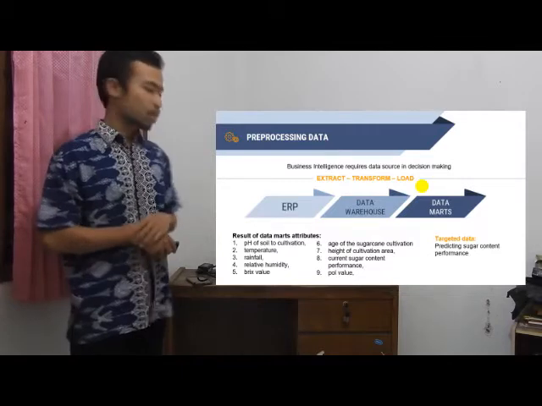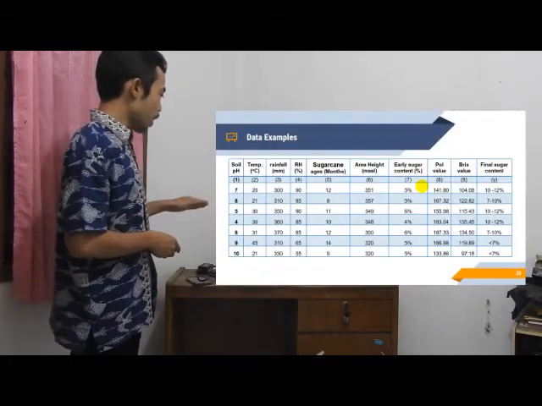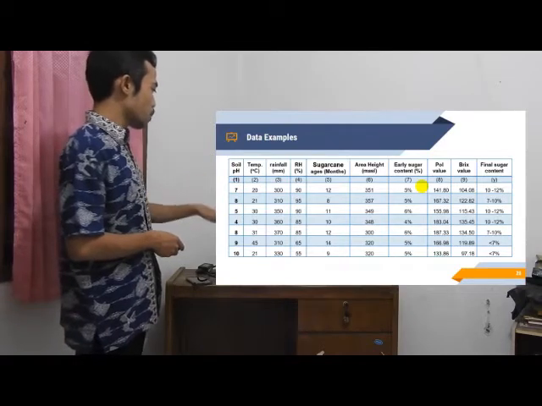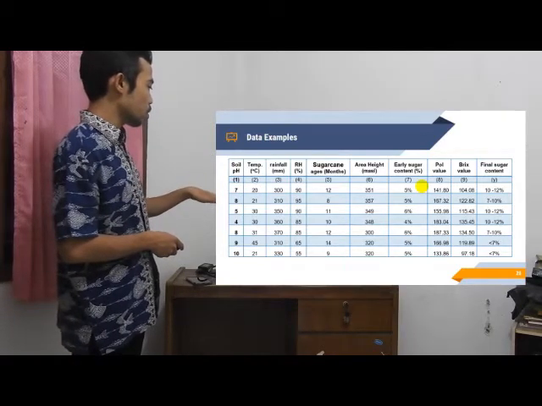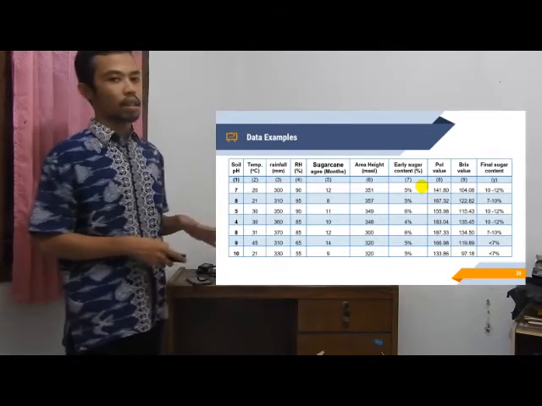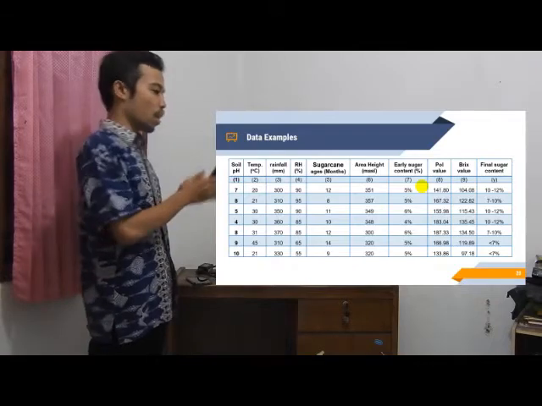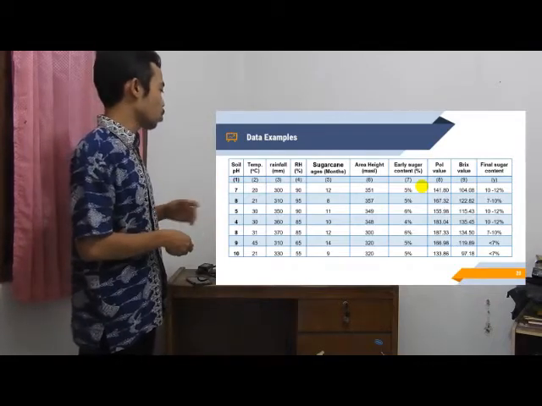content performance. I think this is the example of our data: soil pH, relative humidity, pol, early sugar, and the targeted value is sugar content. And we hope this sugar content increase by the increase and control these attributes.